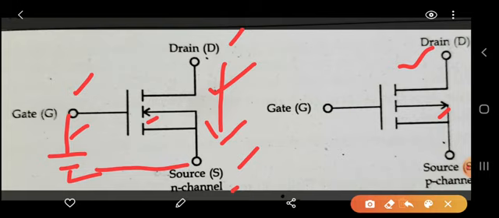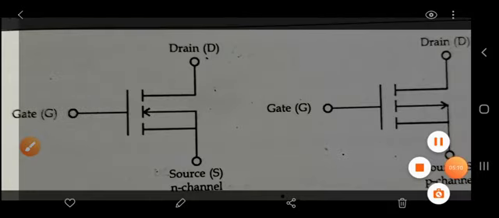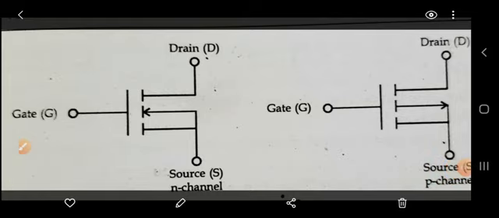The MOSFET can be turned off by removing the gate to source voltage. When you remove this connection, the flow of current from the drain to source stops, that is, the MOSFET is turned off. Current will not flow from the drain to source. So this is how we control the flow of current with the help of the gate and source. This is the explanation of the symbol of the MOSFET.